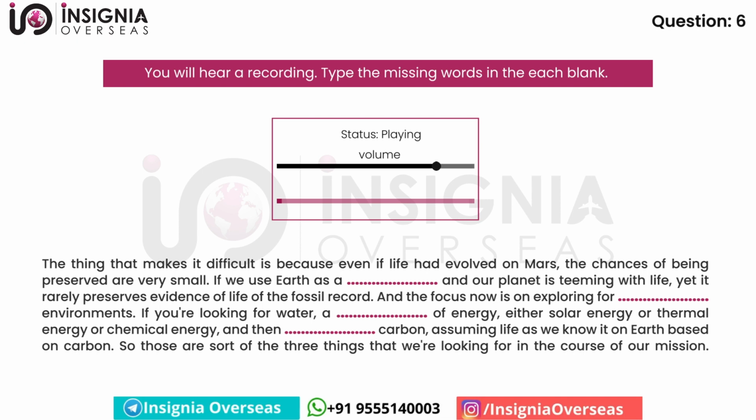The thing that makes it difficult is that even if life had evolved on Mars, the chances of it being preserved are very small. If we use Earth as a reference, our planet is teeming with life, yet it rarely preserves evidence of life in the fossil record. And the focus now is on exploring for habitable environments. You're looking for water, a source of energy, either solar energy or thermal energy or chemical energy, and then organic carbon, assuming life as we know it on Earth is based on carbon. So those are the three things that we're looking for in the course of our mission.